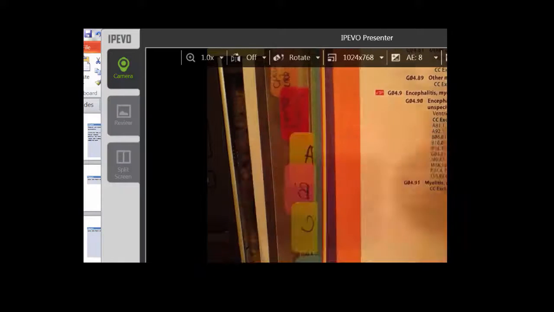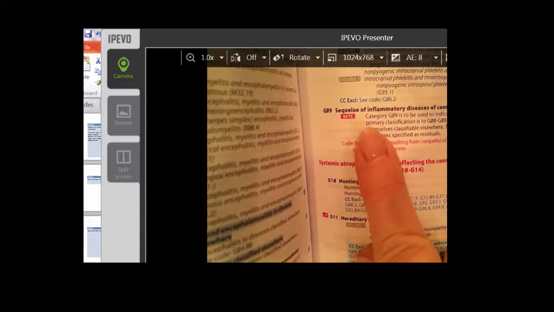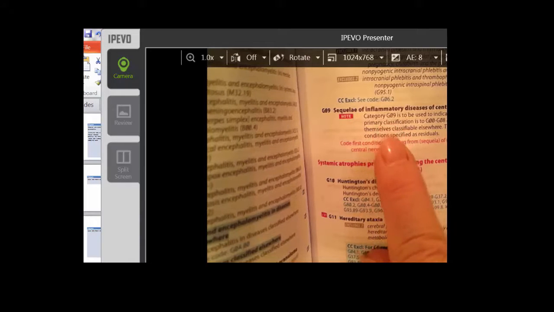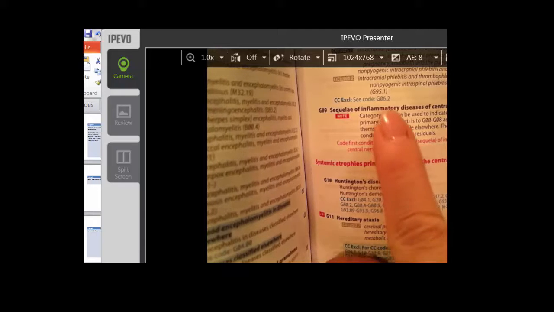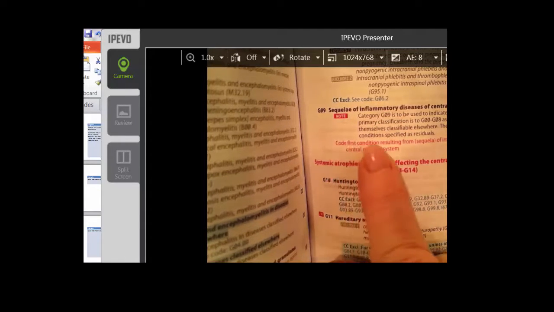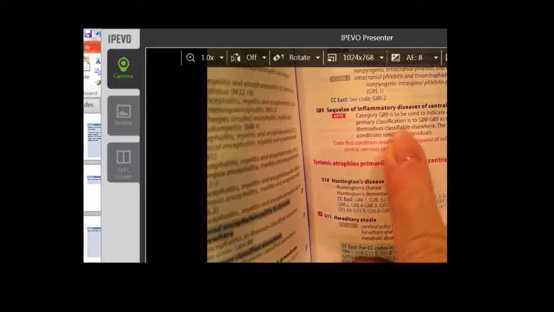Let's go back in the tabular to G09. Sequela of inflammatory diseases of the central nervous system. And since the brain is considered to be part of the central nervous system, this is the right code. Again, here is the same situation where I would be questioning this author, because it says G09 is to be used to indicate conditions whose primary classification is to G00 through G08 as the cause, themselves classifiable elsewhere. The sequela include conditions specified as residual. So this part I still question a little bit, but this part we have right. Code the first condition resulting from the sequela of the inflammatory diseases. So the first condition we coded was the brain damage, and then here's our sequela code.